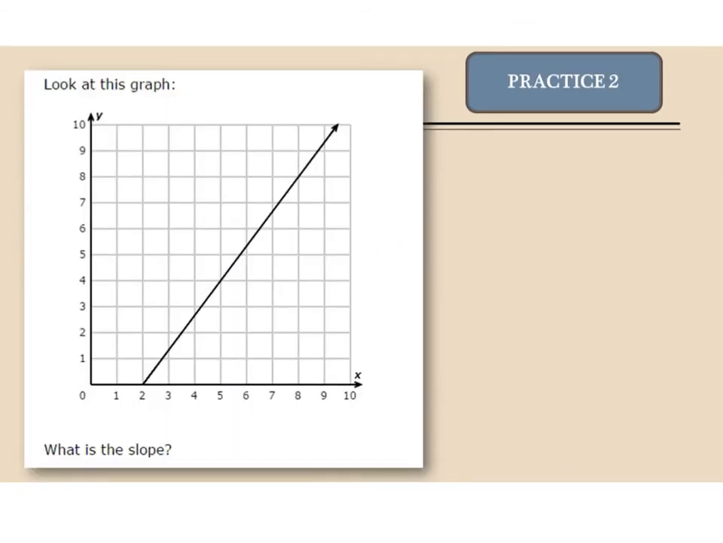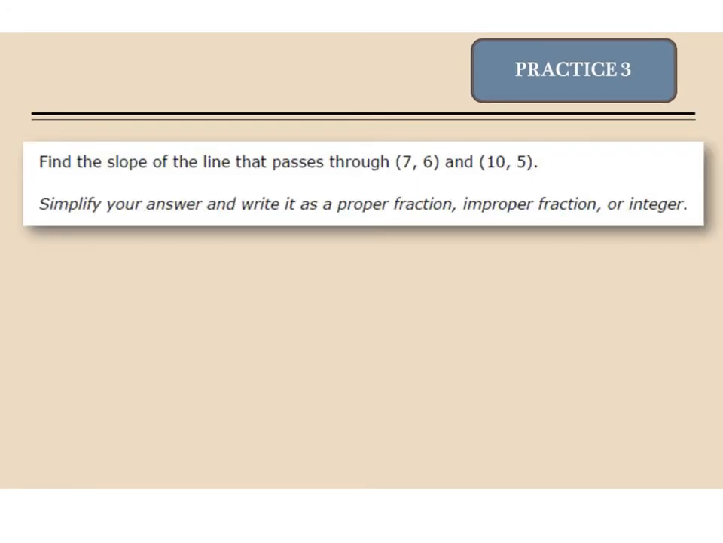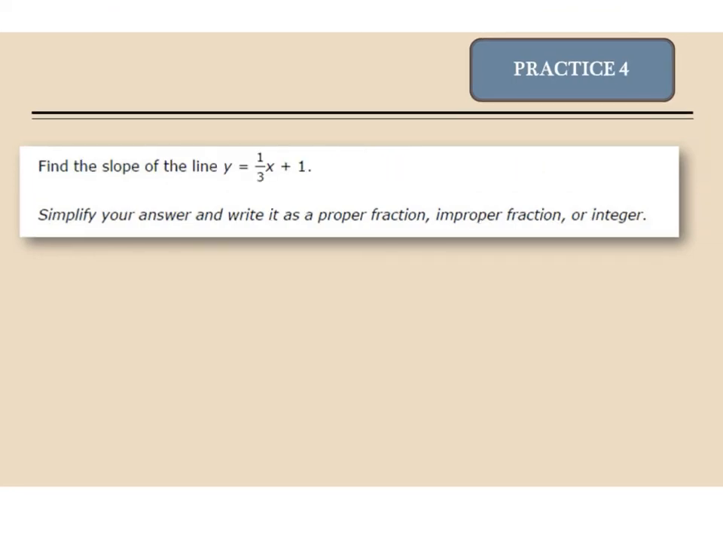Practice 2. Look at this graph and find the slope. Practice 3. Find the slope of the line that passes through points 7, 6 and 10, 5. Practice 4. Find the slope of the line y equals 1/3 x plus 1.